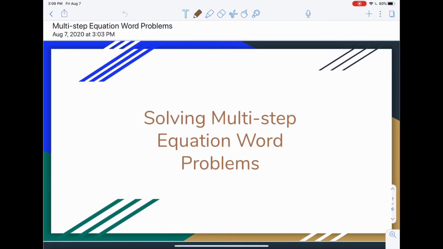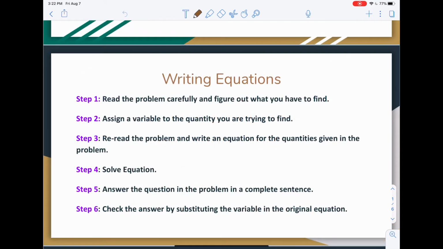Hello, welcome back everyone. We are going to go over solving multi-step equation word problems today. When we want to solve a word problem using equations, let's follow these 6 steps.